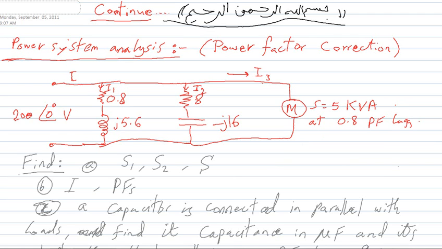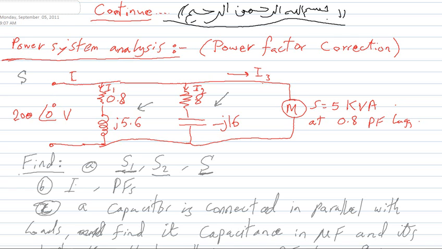In this question he asked us how to find the S1, S2 and the S of the supply. S1 is the apparent power that is consumed in load number 1, and S2 is the apparent power consumed by load number 2, and then the S is the apparent power that is supplied from the source.